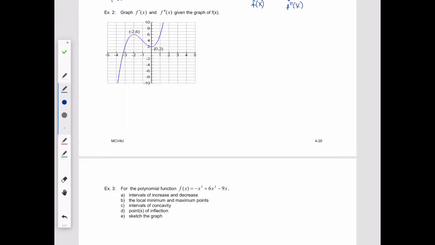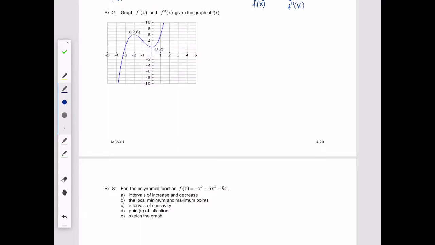For the next question, it says graph f prime of x and f double prime of x, given the graph of f of x. You probably have to write small if you're taking notes. I want to show all the calculations, not skip any steps, so you can follow along. So the first thing we have to do is figure out how we're going to come up with that equation, because I need the equation of that blue line in order for us to figure out how to take the derivative and graph the next one.